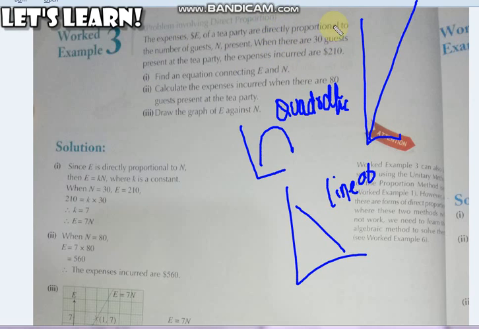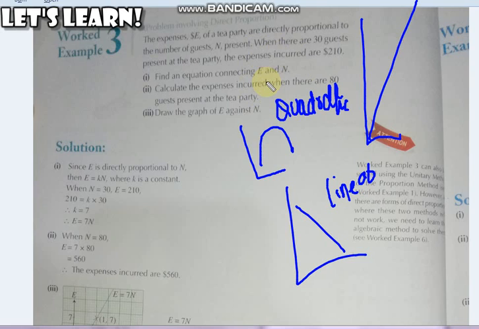So if you see over here, they're giving us a scenario. When there are 30 guests present at the tea party, the expenses incurred are $210. The question is telling us that when there were 30 guests in a tea party, जब एक टी पार्टी में 30 मेहमान थे, तो उस ऑनर को या उस टी पार्टी अरेंज करने वाले को कितनी कॉस्ट पड़ी? It cost him $210. So the question is, we need to write an equation connecting E and N. E is for the expenses and N is for the number of guests coming to the tea party.